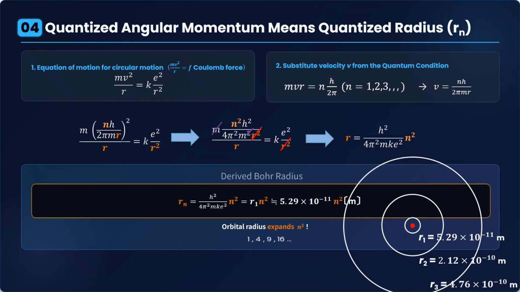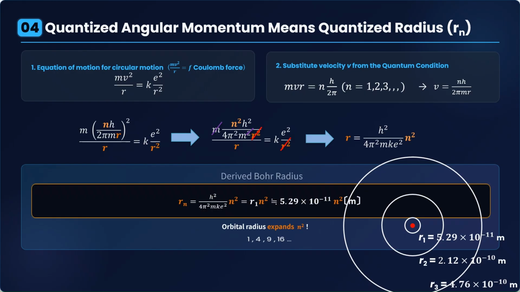Think of it like a geostationary satellite. To stay locked above the same spot, its 24-hour orbital period forces it into one single, non-negotiable altitude, approximately 36,000 kilometers. It can't orbit at 35,000 kilometers, and the physics engine simply locks it there. It's a similar story. But the story doesn't end with the orbital radius. If the radius of the orbit is discrete, what about the total energy of the electron?